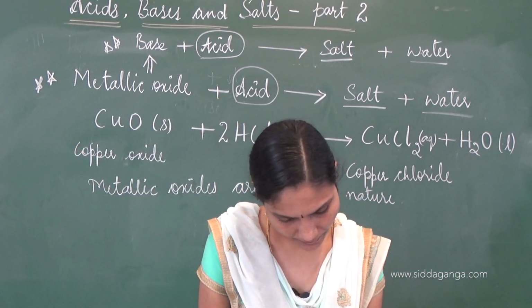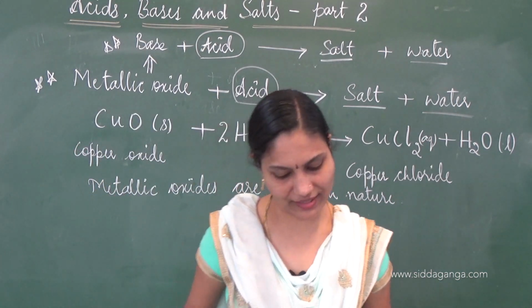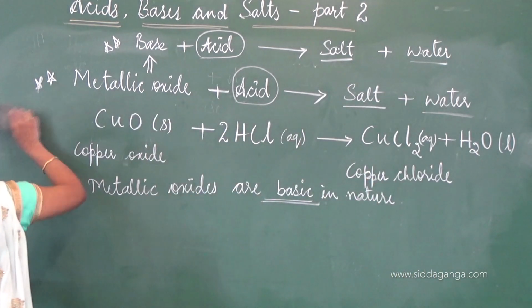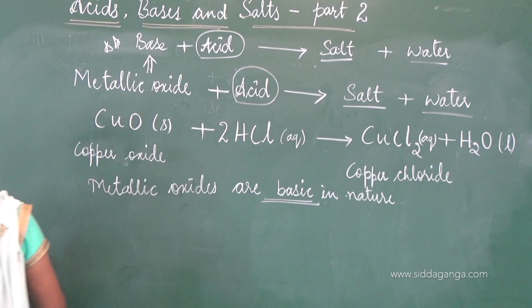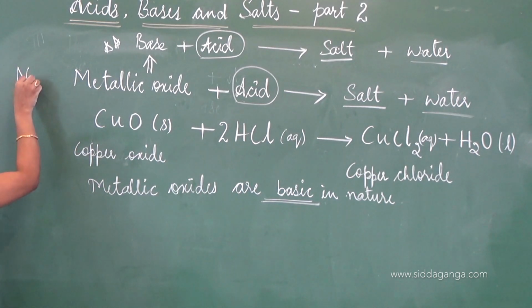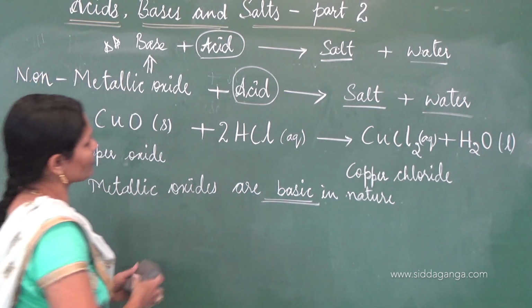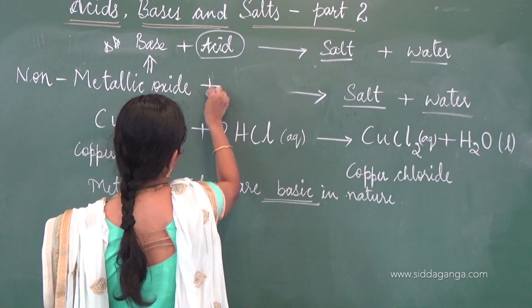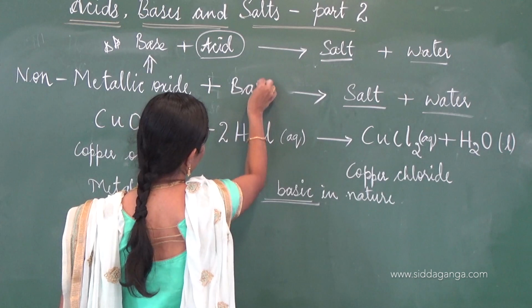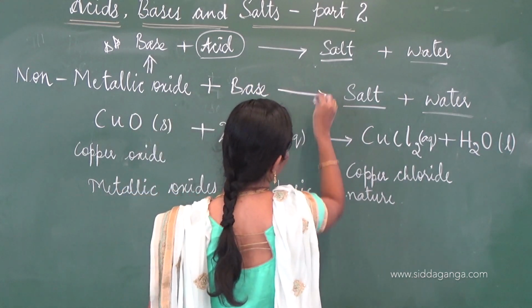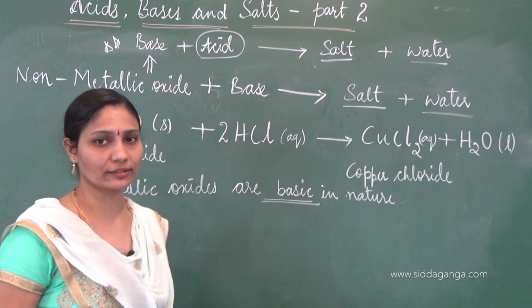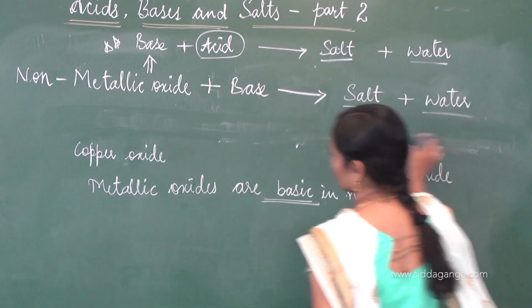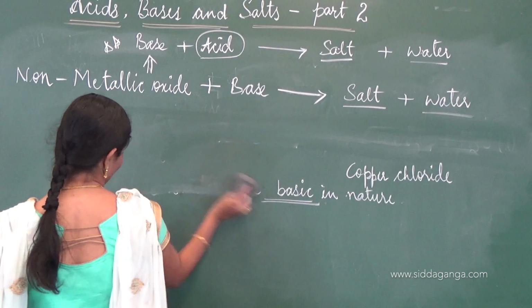Further, we'll understand the reaction of non-metallic oxides with base. What happens when non-metallic oxides react with base? Non-metallic oxides, upon reacting with the base, they also yield salt and water, and we'll write a few equations related to this.